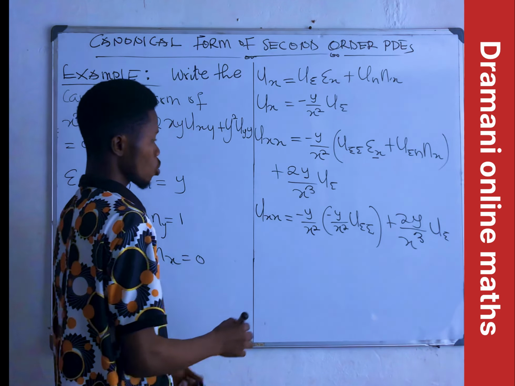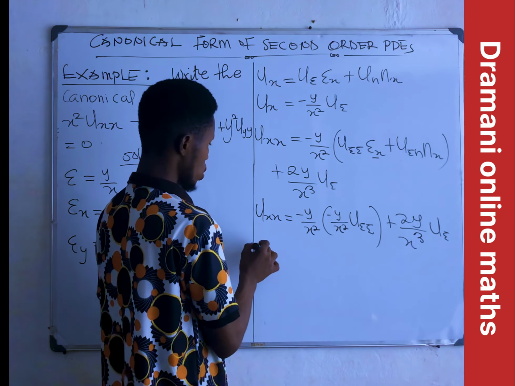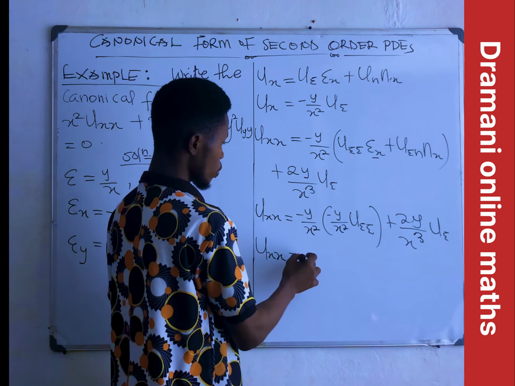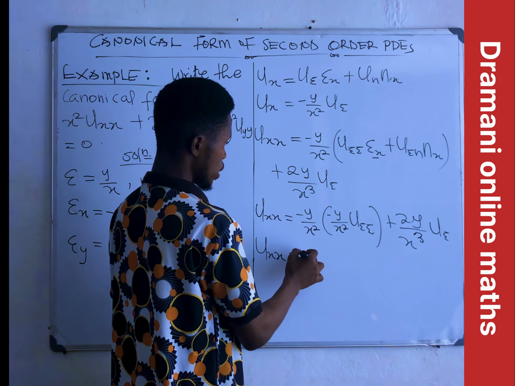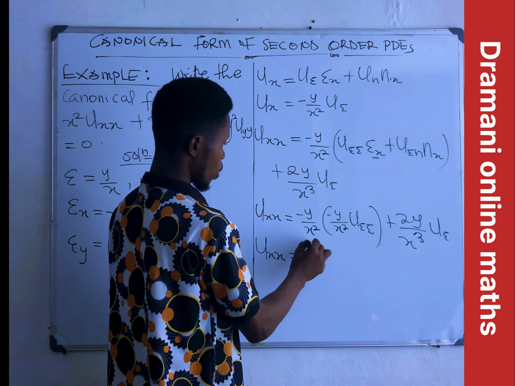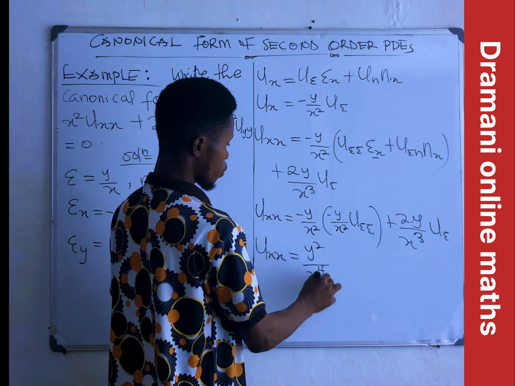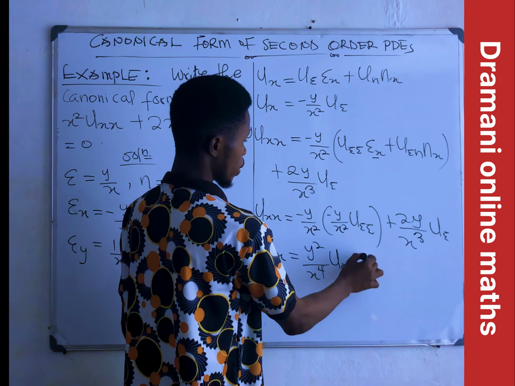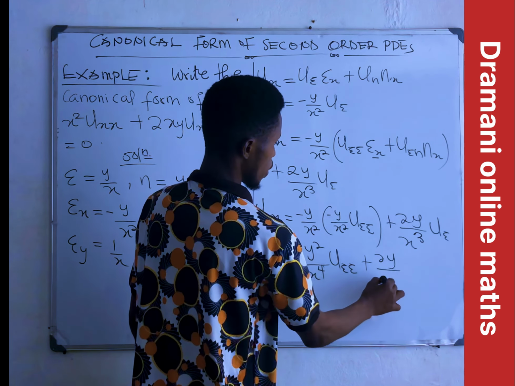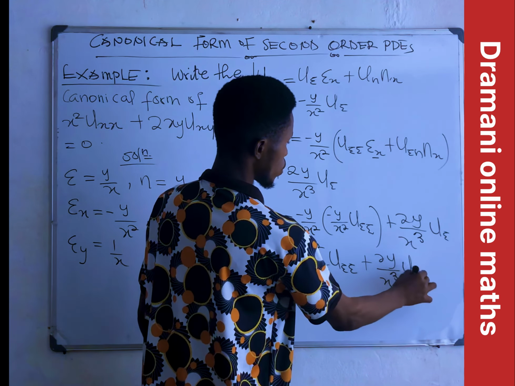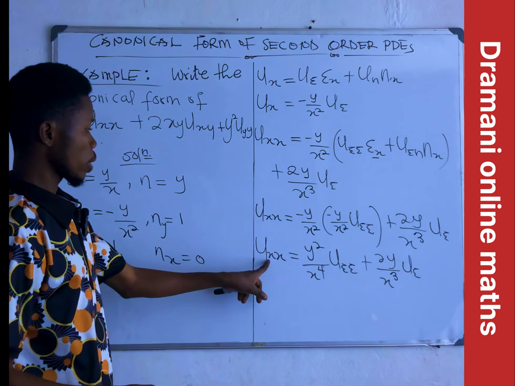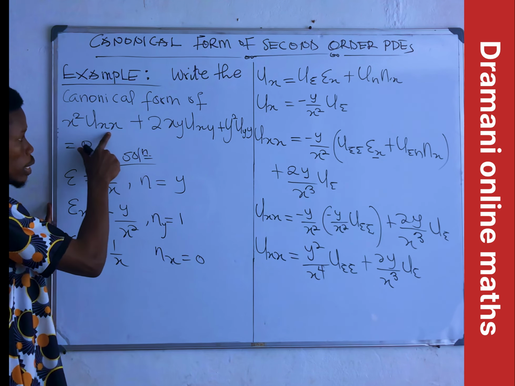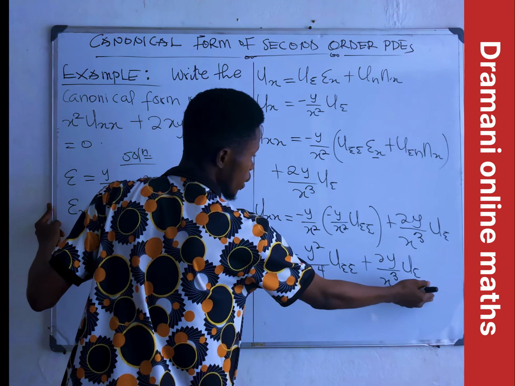Is that okay? So in this case, if I multiply this one through, I have my uxx equals negative times negative, that will be y squared over x to the power 4 u xi xi. Is that okay? Plus 2y over x cubed u xi. So this will be the formula for the uxx. It means that when you come here, wherever you see uxx, you are going to put the whole of this one there. Is that okay?